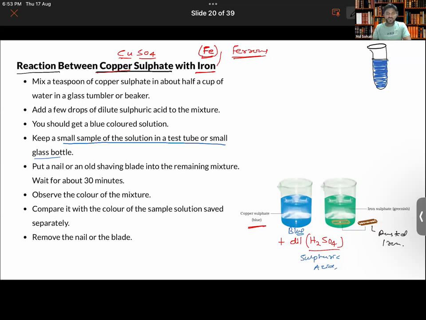So that we are going to dip into this solution. Solution of what? Solution of copper sulfate and dilute sulfuric acid. And you will put it in for 30 minutes. Now observe the color of the mixture. Hasn't it changed over here, guys? The color of the solution has obviously changed here, right? So what can we see here? It has become greenish in color. So what observation can be made here?